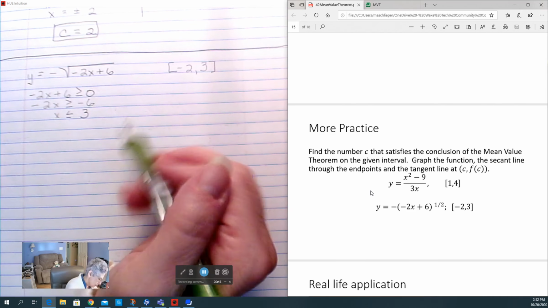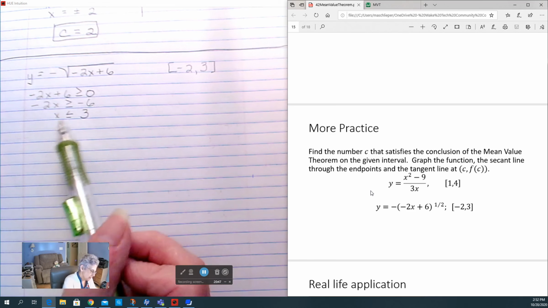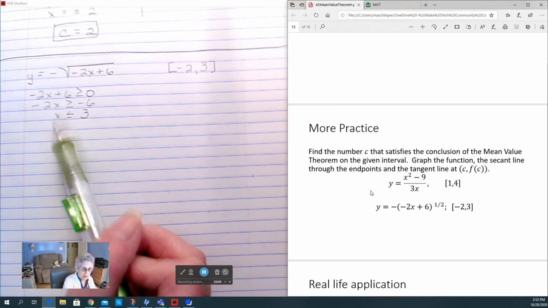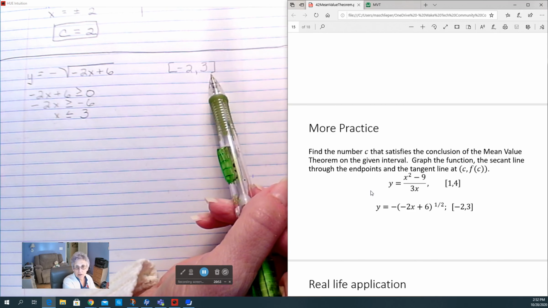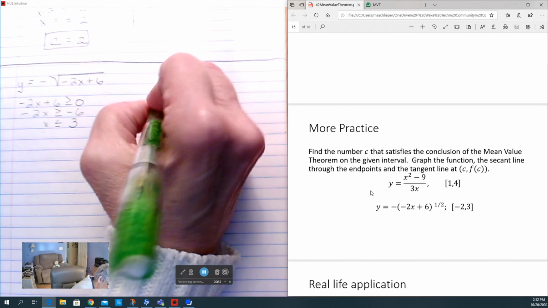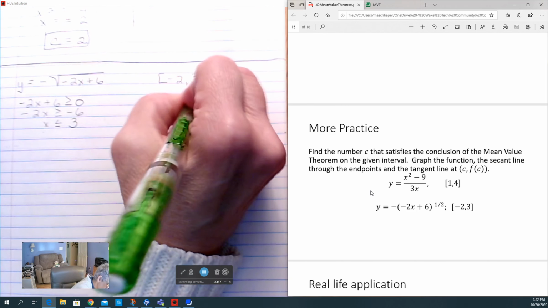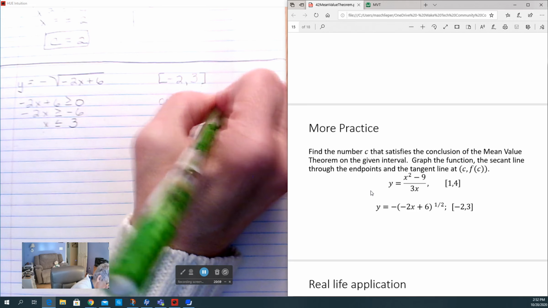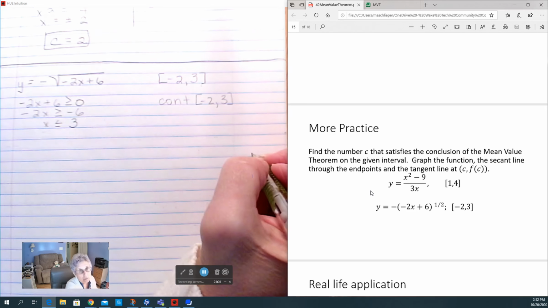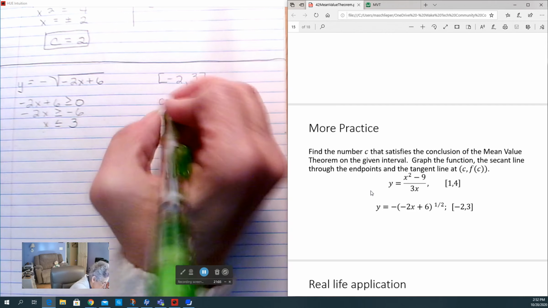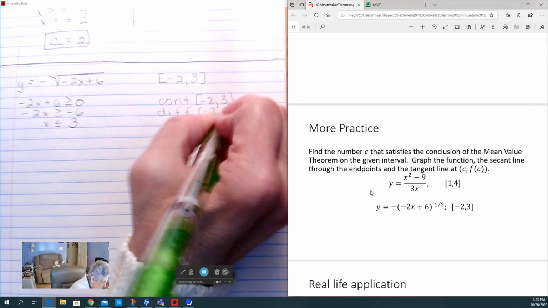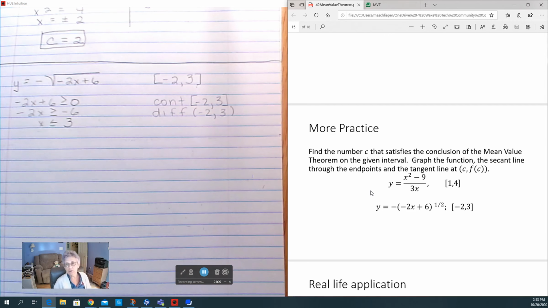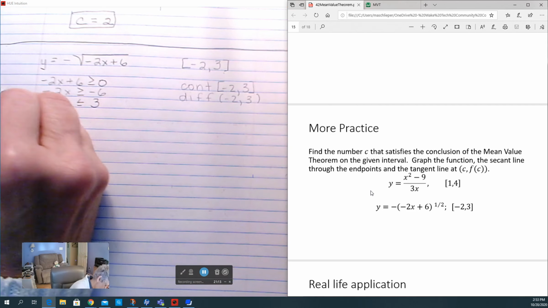Alrighty, so since it is continuous from negative infinity to 3, it's certainly continuous from negative 2 to 3. And it's differentiable everywhere except at that endpoint, but that's okay. We don't need it to be differentiable at the endpoint. It needs to be differentiable on the open interval from negative 2 to 3. So, hypotheses, check.